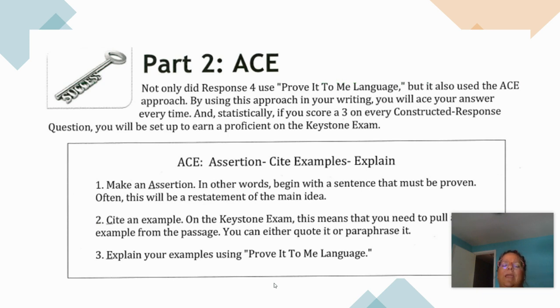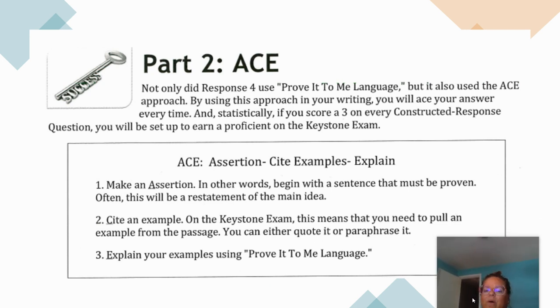So, number one is to make an assertion. That's to begin with a sentence that must be proven. So, remember, when we're responding to a constructed response question, we're using prove it to me language. It's a sentence that must be proven. Then you're going to cite an example on the Keystone, and that means to pull an example from the passage. You can either quote it or paraphrase it and explain your examples using prove it to me language. So you should have pulled 5 that you want to have in your pocket. And we're talking about a 3-point response, which means you're giving 3 reasons in your constructed response and proving them.